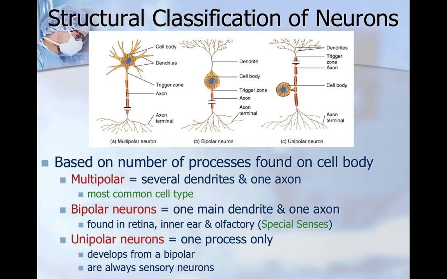All right, so unipolar means that there's only one process coming off of the cell body, and then it branches into the axon and dendrites. Okay.